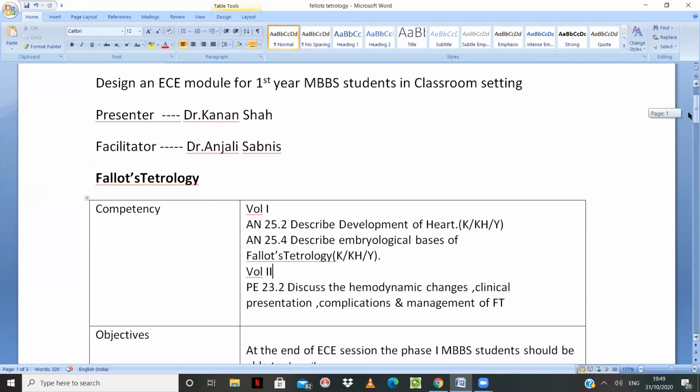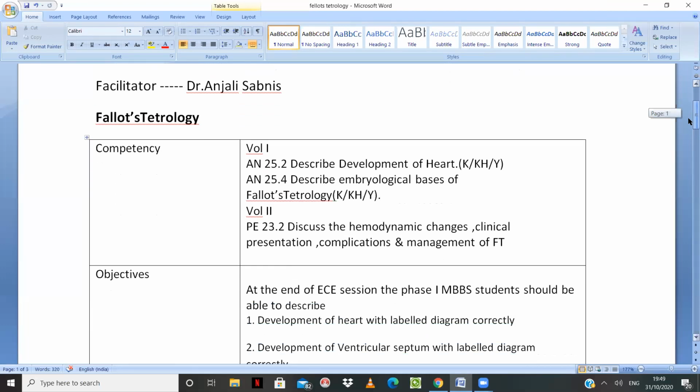In Fallot's tetralogy, the competency from volume 1 is AN 25.2: describe development of heart. It belongs to the knowledge domain, competency level is knows how, and it's a core competency. The second competency is AN 25.4: describe embryological basis of Fallot's tetralogy, also in the knowledge domain, knows how level, and core competency. That is given in volume 1.